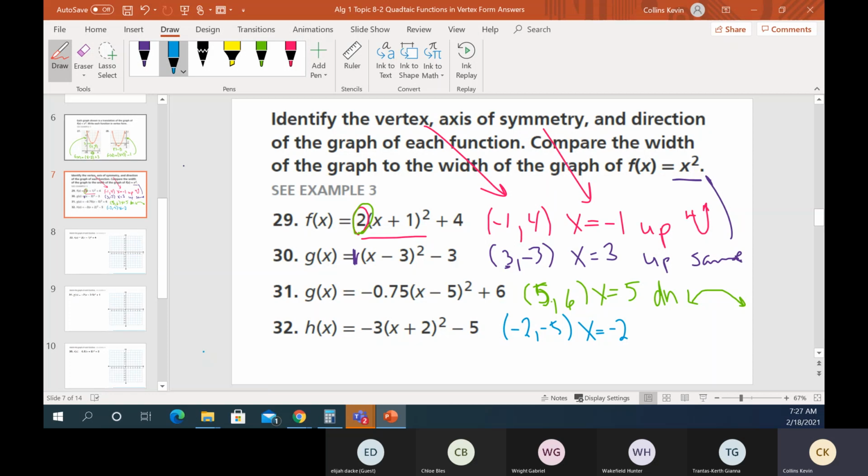So how about this guy, up or down? Okay, so he's going down. Good. And now do we have a wider graph or a thinner graph? We got a minus 3 there. Or is it going to be the same as x squared?